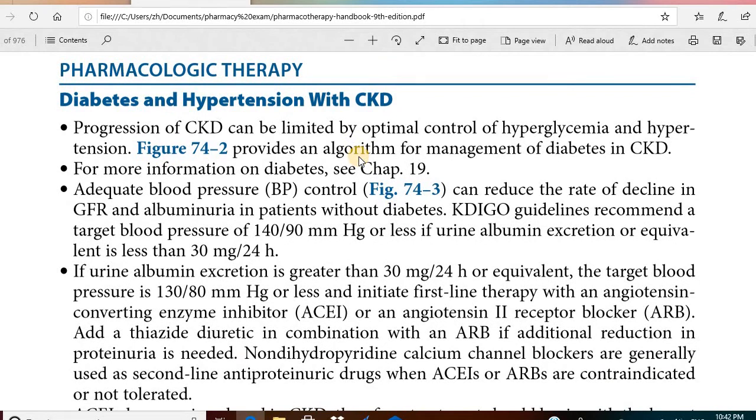Okay, and the next one is pharmacological therapy. Pharmacological therapy depends on what other comorbid conditions are present. If the patient has diabetes and hypertension with CKD, that is, the patient has diabetes, hypertension, and chronic kidney disease, then how will you treat this?